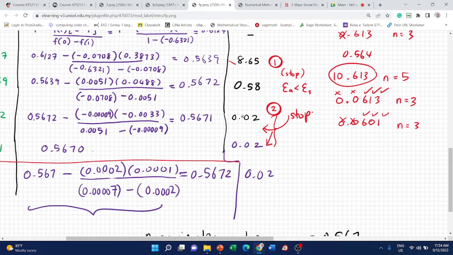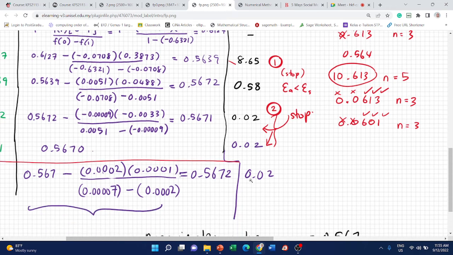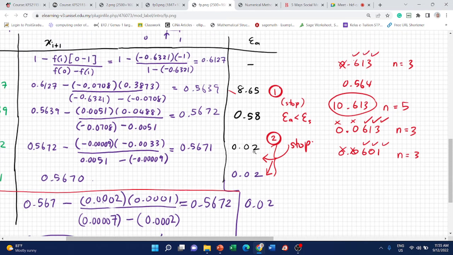Okay, so in this case, at row number 4 and 5, the absolute error is the same, including row number 6. This is the second situation for the stopping criteria. In this example, you will not get an absolute error less than the estimated error. You will get it on the second condition, because your absolute error is exactly the same at row number 4, 5, 6. Okay, so you can stop.